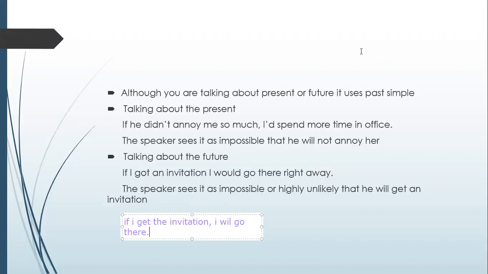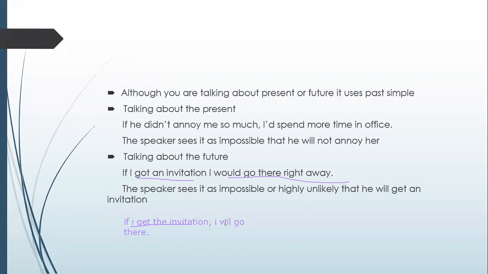The speaker is talking about a hypothetical or unlikely situation. If he does not think that he will get an invitation, so it is a hypothetical future, then he's talking about he will go right away. Here, there is a possibility. The first condition is a possibility that the speaker will get the invitation. So he will go.